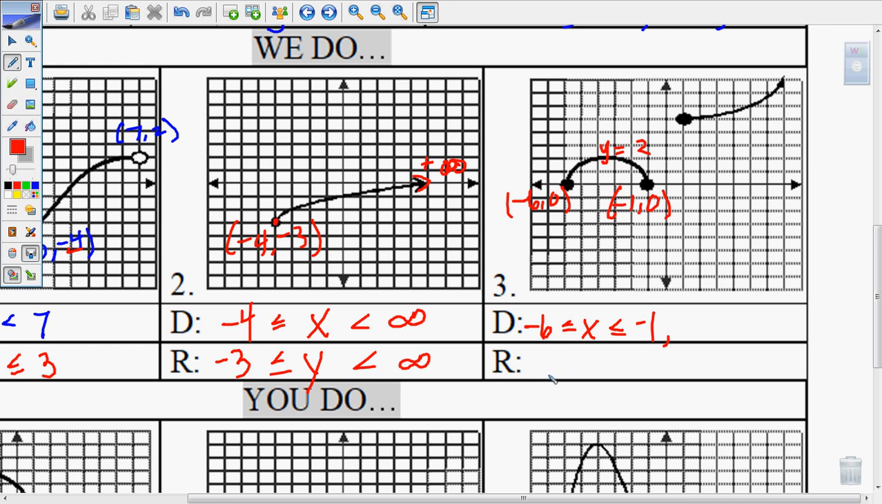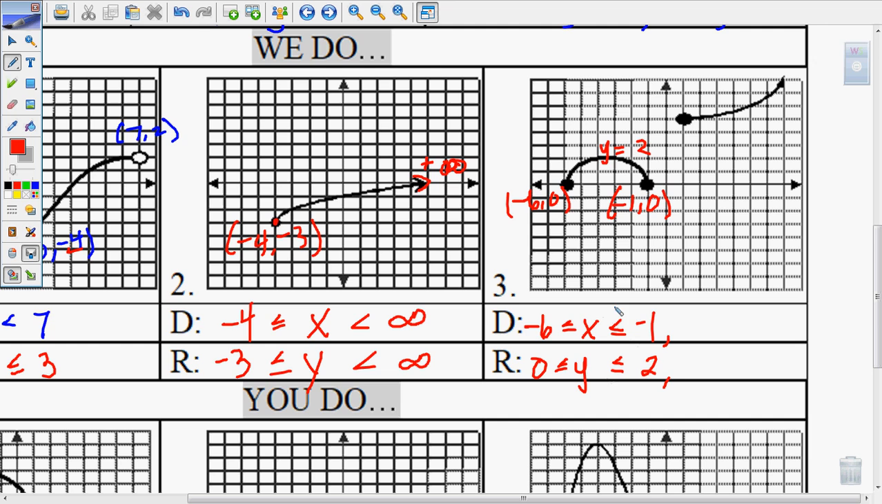Alright, your range goes from bottom to top, and we're describing our y. So what's our lowest y value? 0. Is it included or not? It's included. And then what's your highest y value? 2. Is it included or not? Included. That's domain, that is range of this half of the graph.